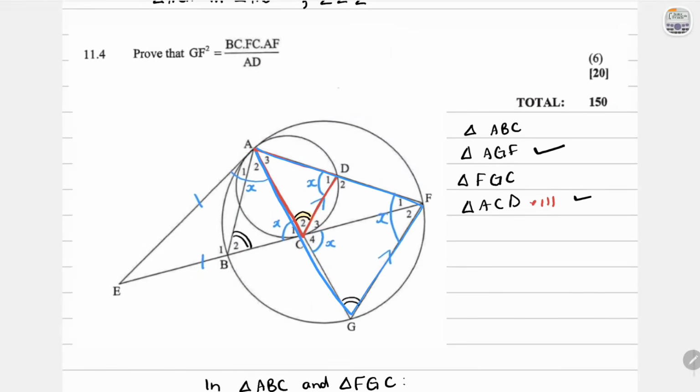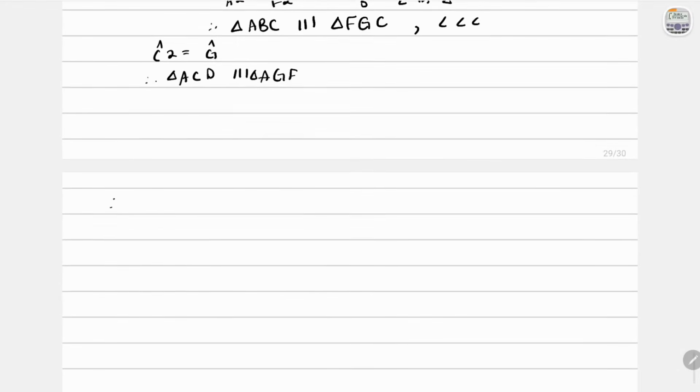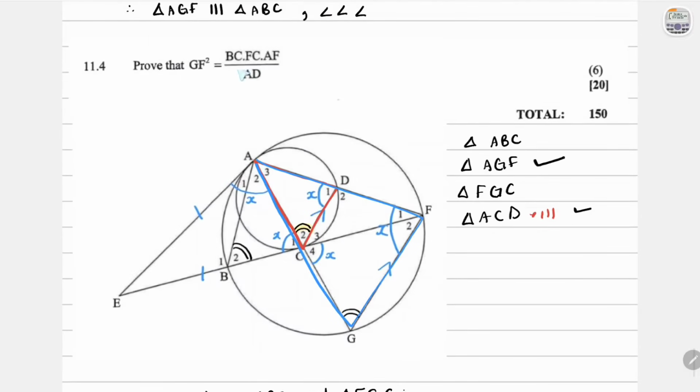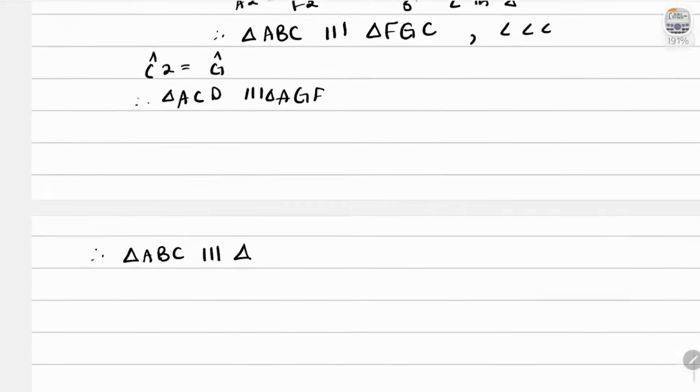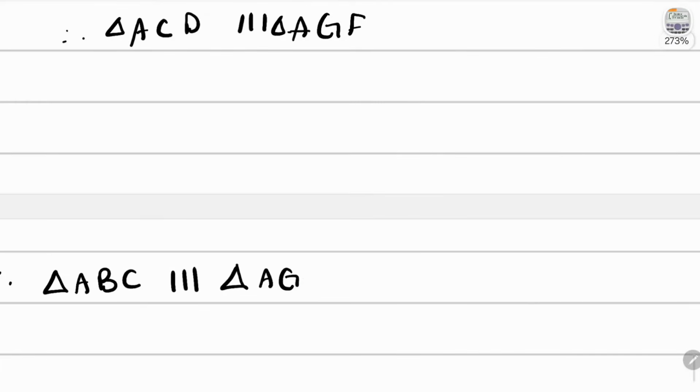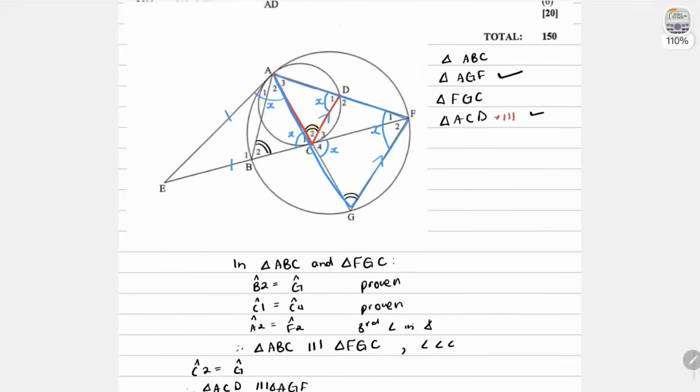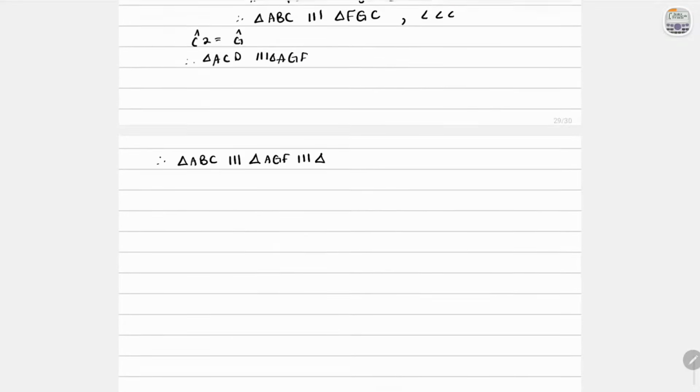And because of that, we can just conclude that. Let's write that out so we can actually see where these are coming from. So we start off with triangle ABC is similar to triangle AGF, I'll just go in the order that I wrote them in. So it's similar to triangle AGF, which is similar to triangle FGC and then ACD.